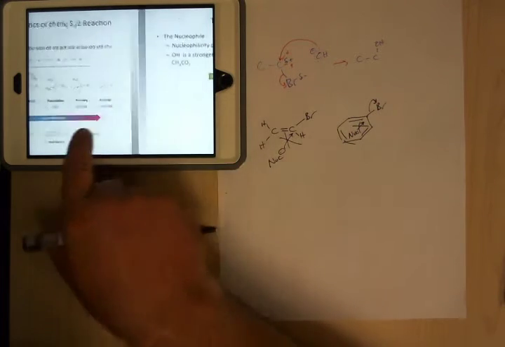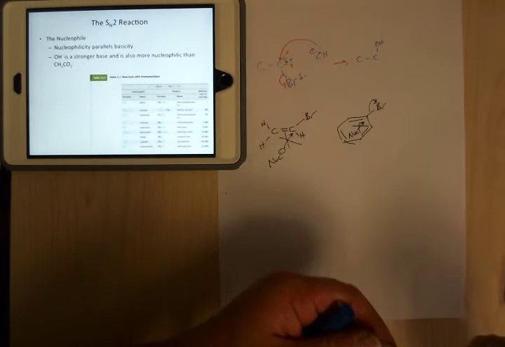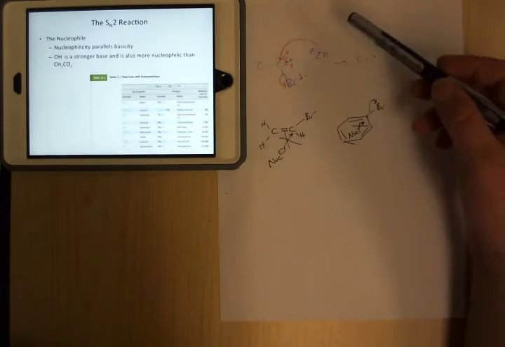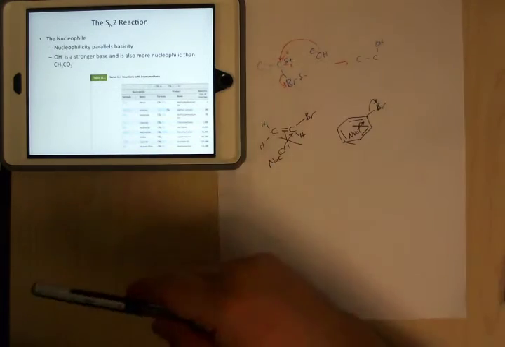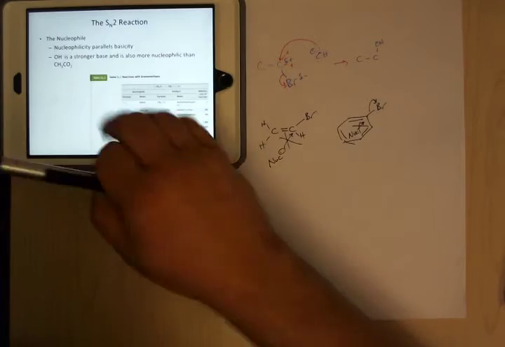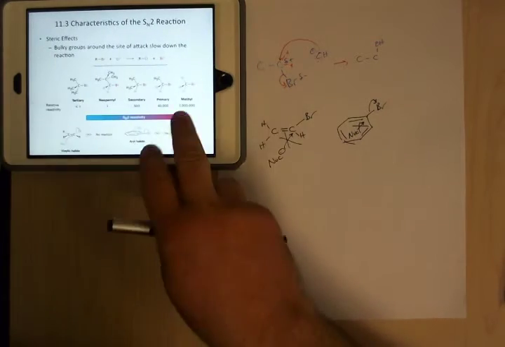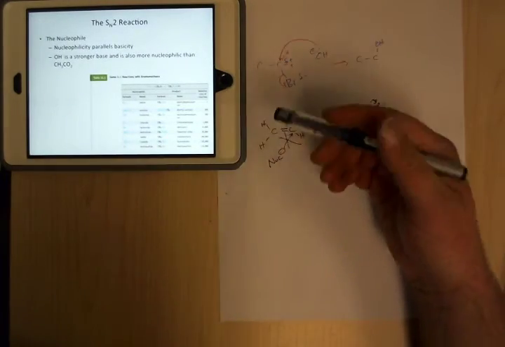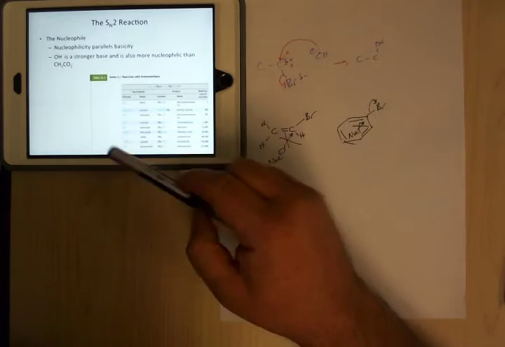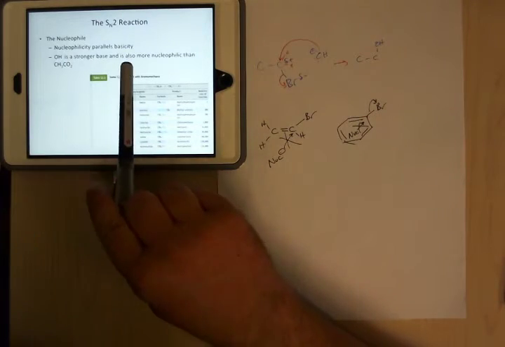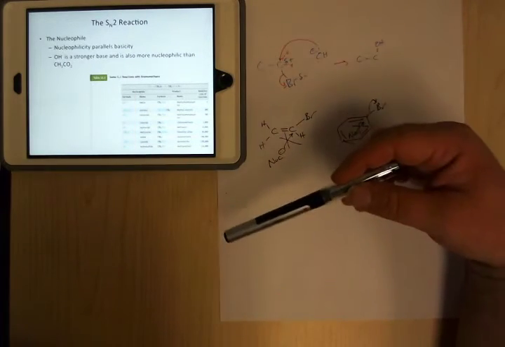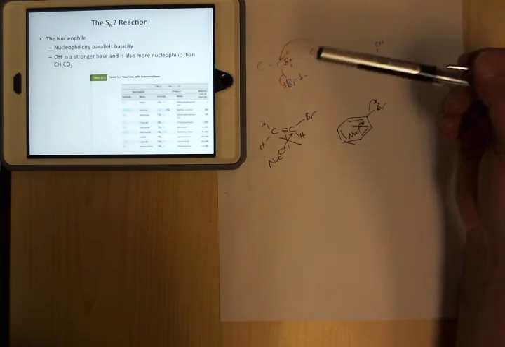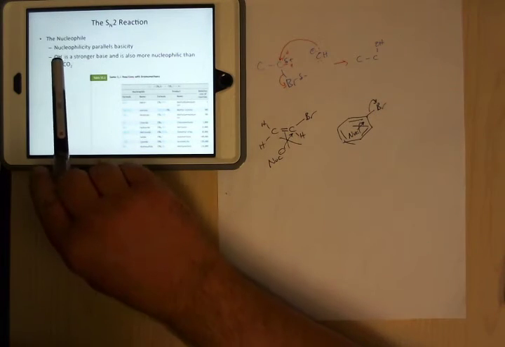So, okay, the nucleophiles. We're going to talk about what makes a good nucleophile. We talked about the steric effects, right? So with that, the other thing we'll talk about next is the nucleophile. What makes a good nucleophile? Well, it parallels with basicity. Okay, so the stronger the base, the better the nucleophile in general. Stuff like that. So, for example, OH.